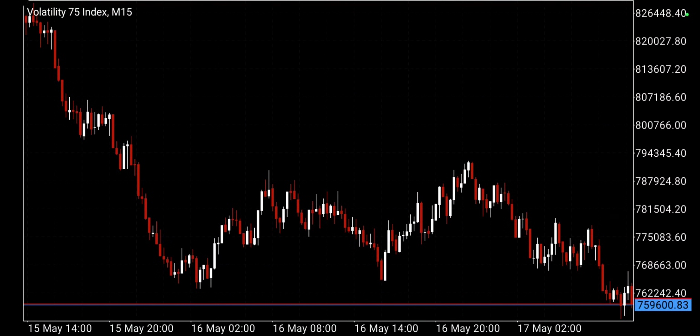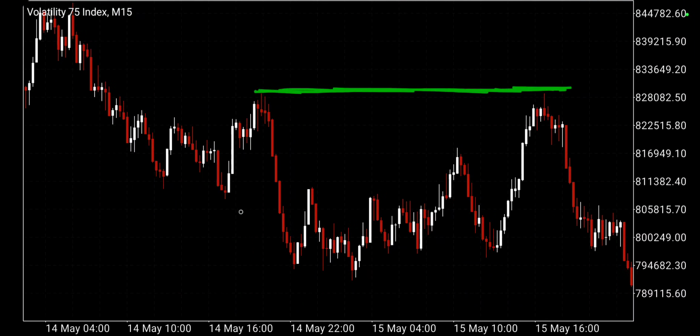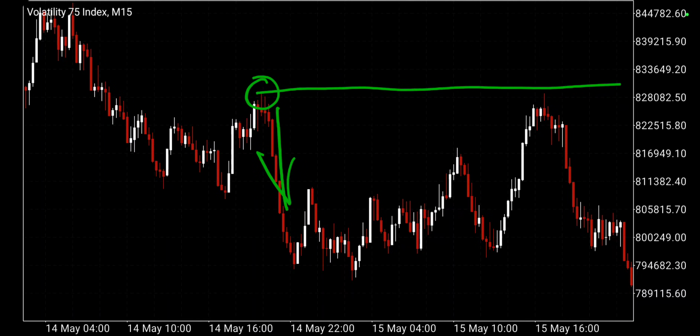Let me just look for one more and show you. Yes, I found one here. So this is what I mean. You keep that pin bar daily on your mind. So this time around, if I'm trading M15 and I hit that area, and remember the last time the price came to the very same area, it got rejected, it went down. Now it is coming to the same area again.